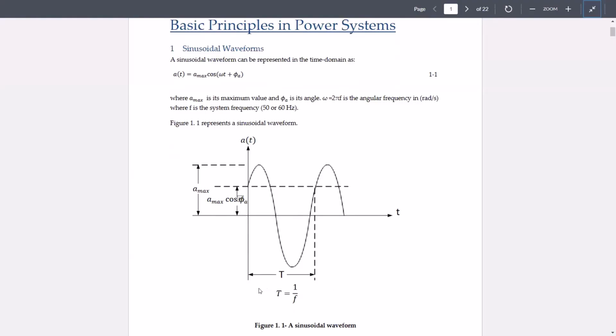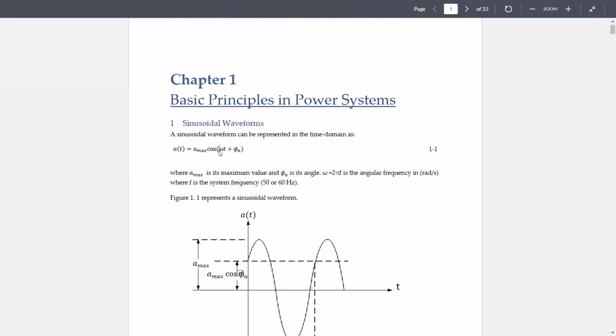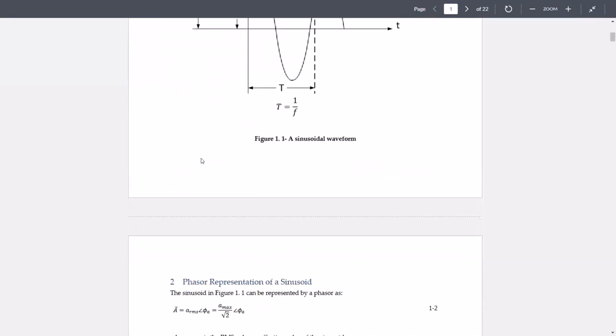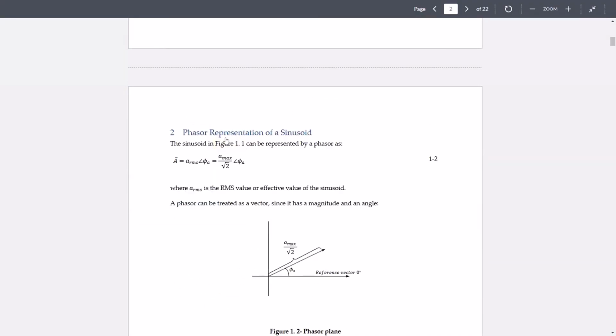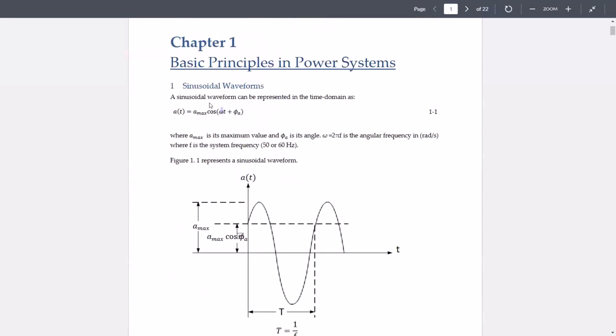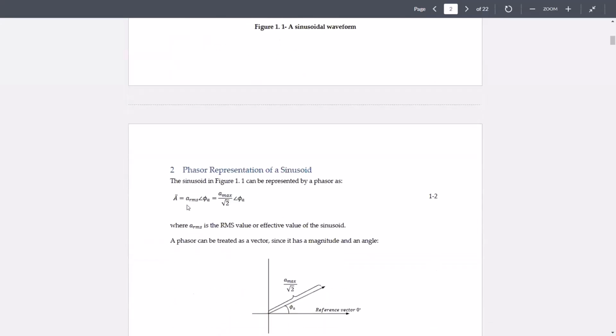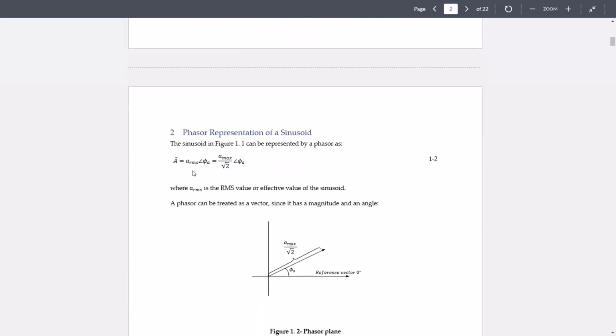A period would be equal to 1 over f, and that's the time frame in which the waveform repeats itself over time. When the omega, or the frequency of the waveform, is constant, we can represent the sinusoidal waveform through a phasor representation. So the phasor representation of A max times cosine of omega t plus phi a would be something like A RMS with the angle of phi a.